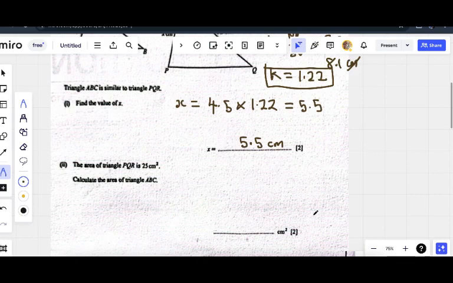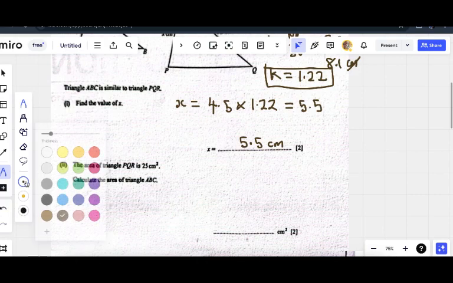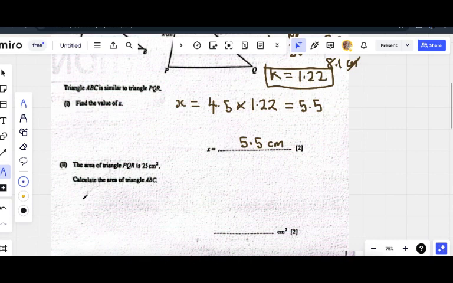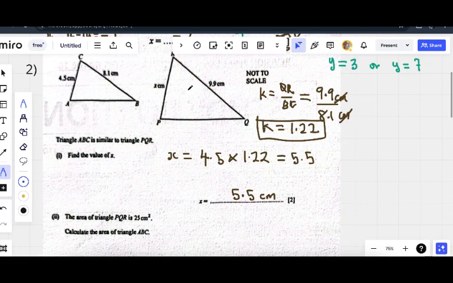Now let's change our color to make our work always conspicuous. Now we go to the deep blue. Okay, now we say the area of triangle PQR is 25 centimeters square. We calculate the area of triangle ABC. So they've given us the area of this one. You know, area means the whole space, this whole space. So they say the area of PQR is 25 centimeter square, right? Now they want us to find the area of this one. We don't know the area of the small one.